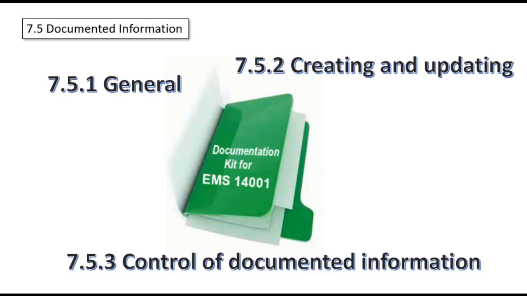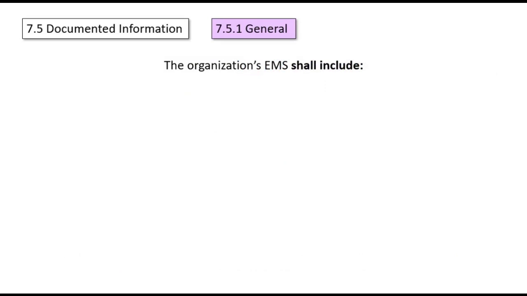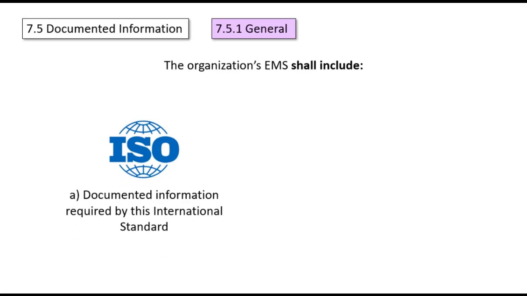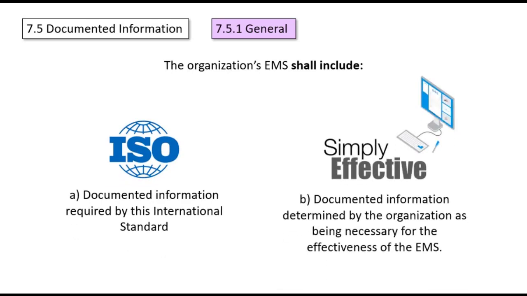The last subclause under clause 7 Support is 7.5 Documented information. Here they have three subclauses: 7.5.1 General requirement, 7.5.2 Creating and updating, and 7.5.3 Control of documented information. Let's go to the general requirement first. The organization's environmental management system shall include: A. Documented information required by this International Standard. B. Documented information determined by the organization as being necessary for the effectiveness of the EMS.